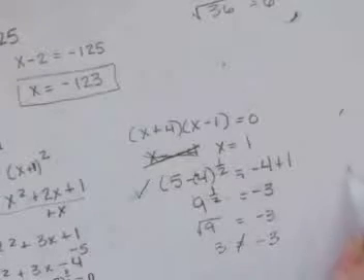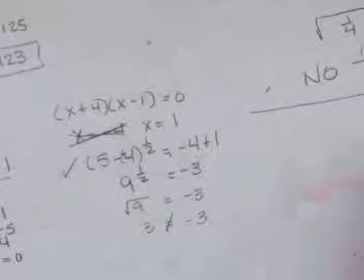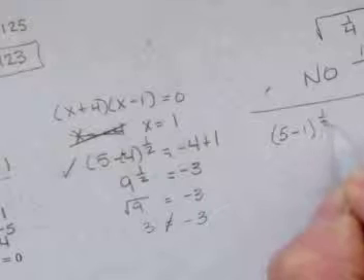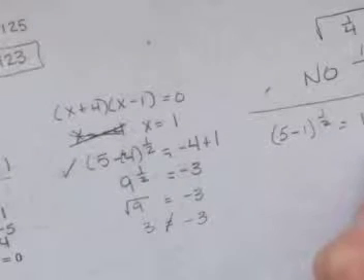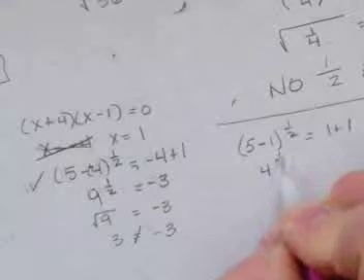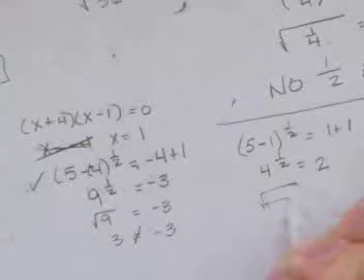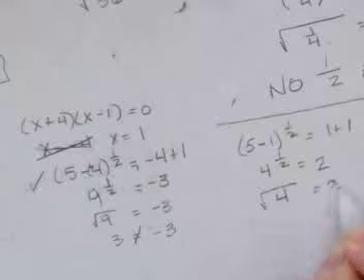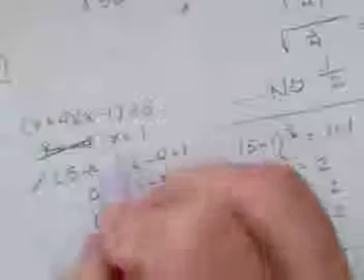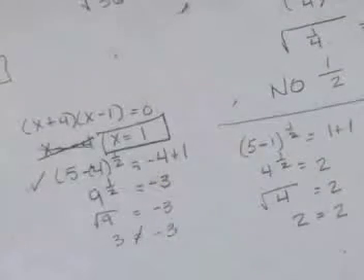Now I'm going to check my answer of 1. So I have 5 minus 1 to the 1/2 power is equal to 1 plus 1. 4 to the 1/2 power is equal to 2, and 4 to the 1/2 power is the square root of 4. So since I come up with a true statement, I know that my answer is going to be just x is equal to 1.